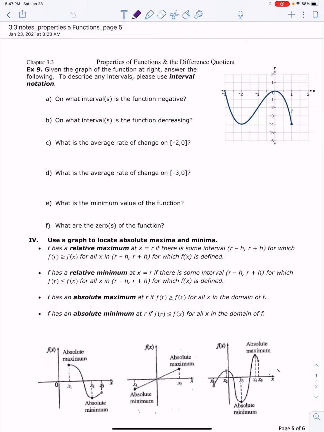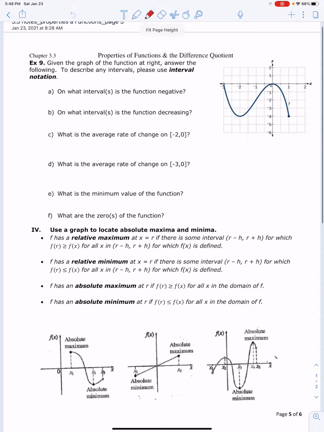Example 9. So a little bit of what we did on page 4. Again, we're kind of combining negative and decreasing. Just make sure that we are clear on the differences between them. So, on what intervals is the function negative? We're going to go red for negative.